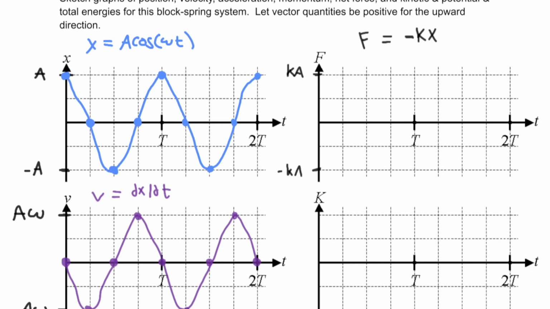And we can reason why this should make sense. So if you pull it all the way, well, you're going to experience maximum force, but in the opposite direction. And if you're at the equilibrium position, you experience no force. And if you're all the way at negative displacement, you're experiencing maximum force the opposite way, and so on. So we get this curve.